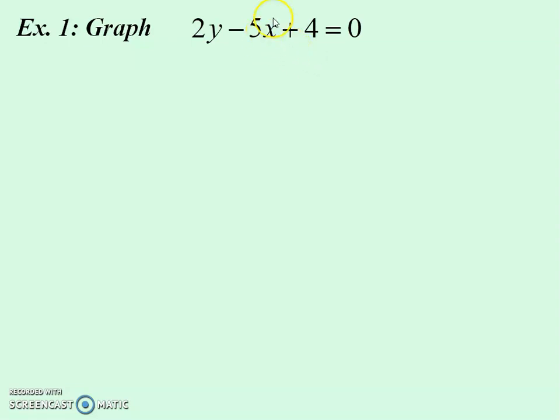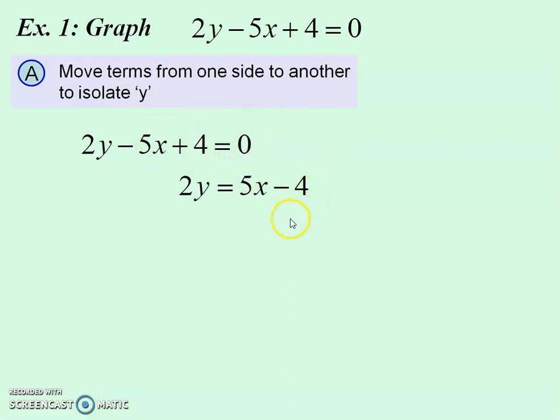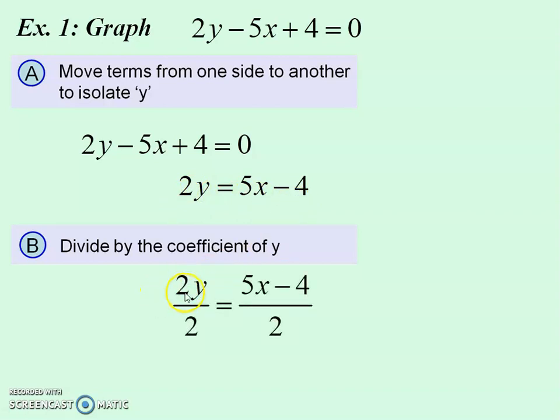So I'd move the negative 5x over, and the 4 over to the other side, and when I do that, this is what I end up getting. This negative 5x becomes positive 5x, and the positive 4 becomes negative 4. And the second step was to divide by the coefficient of y. Here I have 2y, and I just want 1y. So I would divide both sides by 2, and that means every term. I divide 2y by 2, 5x by 2, and negative 4 by 2.